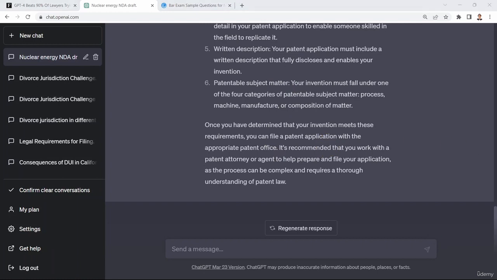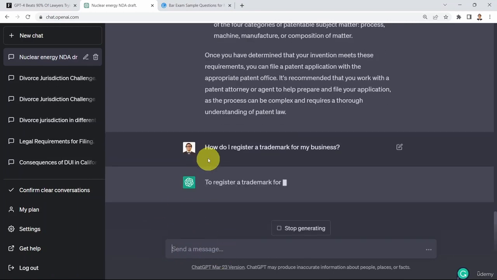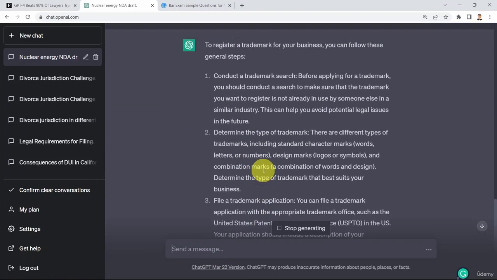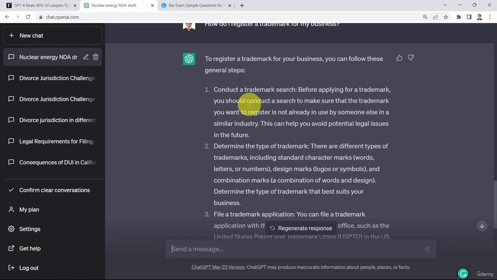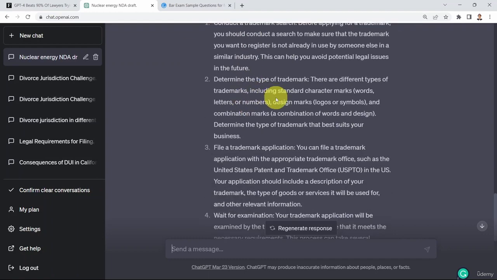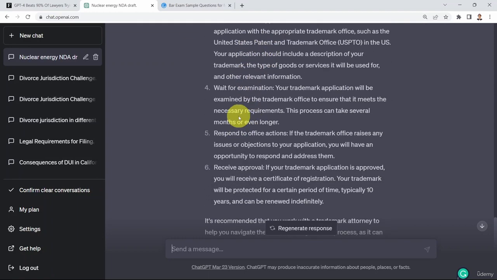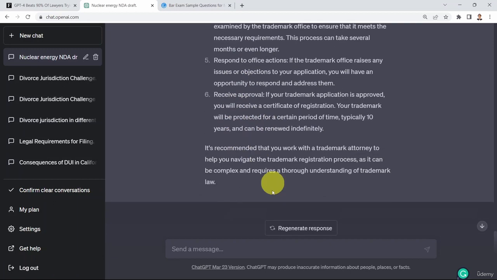Okay. What if I would like, for example, to register a trademark for a given business? So if I say, how do I register a trademark for my business? You can also keep that bullet point here, but I just prefer to remove it. To register a trademark for your business, you can follow these general steps. First, conduct a trademark search, determine the type of trademark, file a trademark application, wait for examination, respond to office actions, and then receive approval afterwards. And it will tell you a quick recommendation at the end as well.